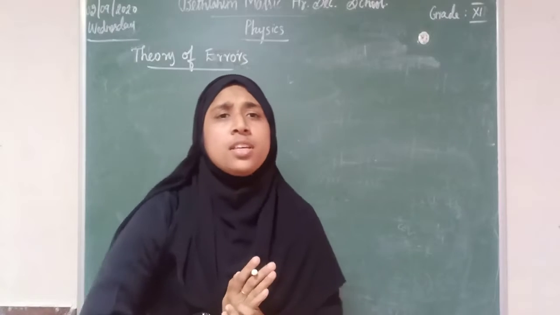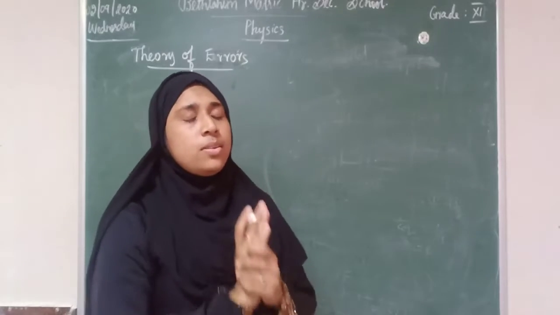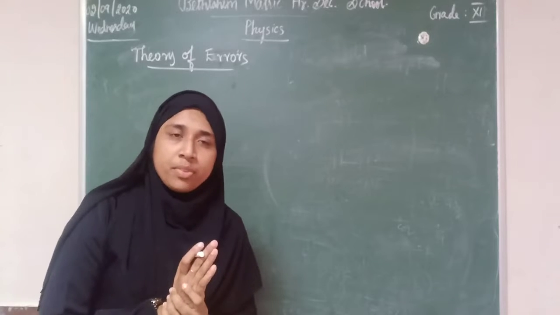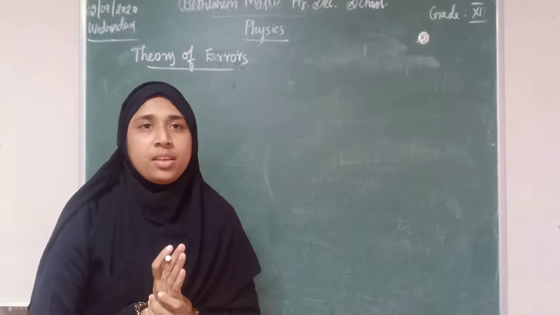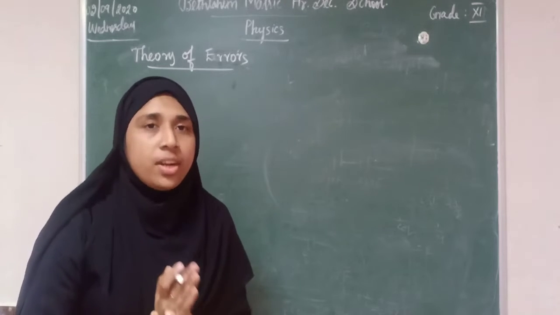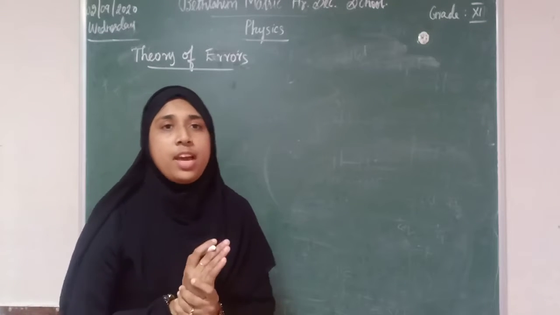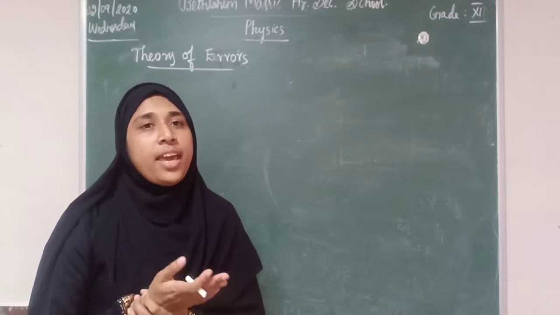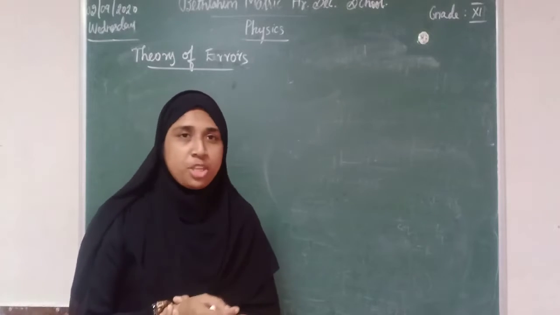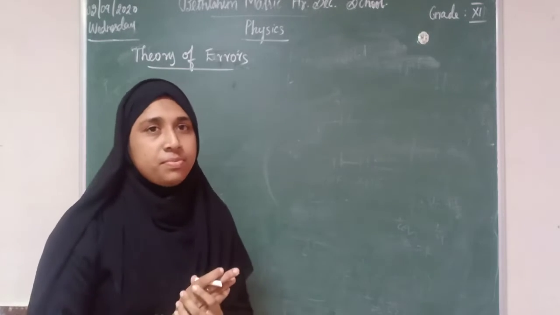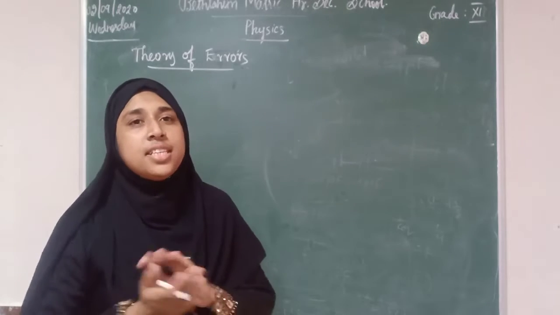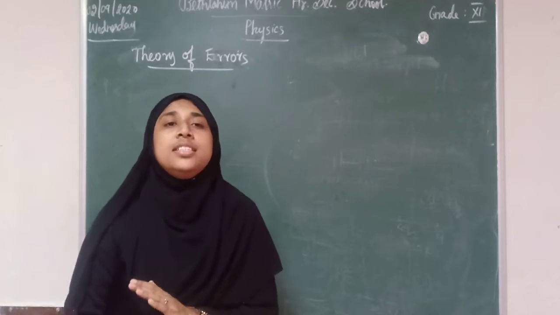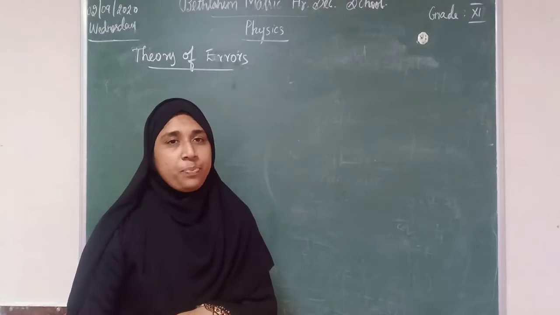Errors, of course, in science all the experiments involve measurement. So when you are measuring, there is some error. The same experiment, when you do different trials, we will be getting different values with a small difference. So error is unavoidable in measurement. What is meant by error? Uncertainty in measurement is known as error.